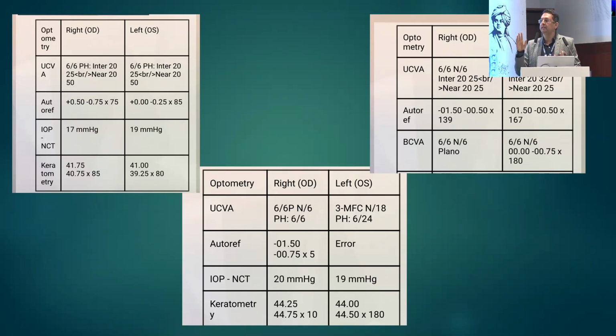So the patient reads 6/6 with either plus 0.75 cylinder at 90 or minus 0.75 cylinder at 180. So which is the refraction that you want to give to the patient? Any of you can answer. Yes.